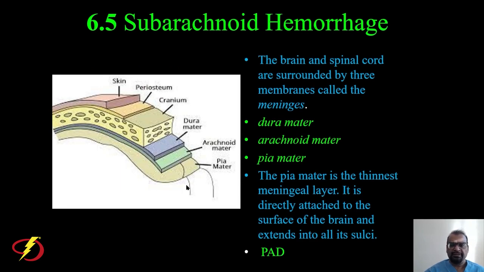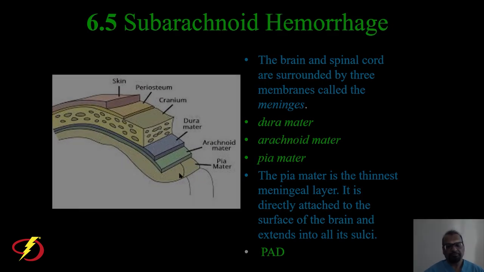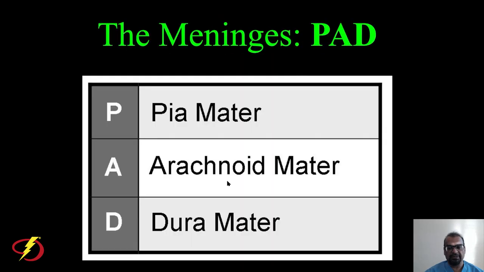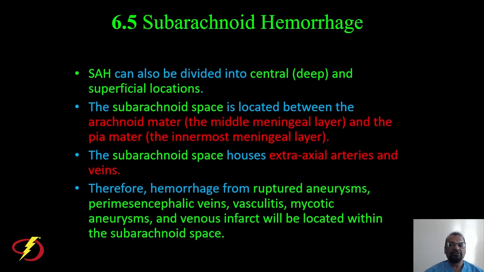So we discussed this, I think, in chapter 3, maybe, the different layers in the brain. Remember, the outer tougher layer was called the dura mater, the arachnoid mater was in the middle, and the pia was that adherent layer. Subarachnoid hemorrhage occurs in the subarachnoid space, or between the arachnoid mater layer and the pia mater layer. That's where it occurs, and we're going to talk about that in greater detail in just one moment. So just like hypertensive hemorrhage, subarachnoid hemorrhage can also be divided into deep and superficial locations.